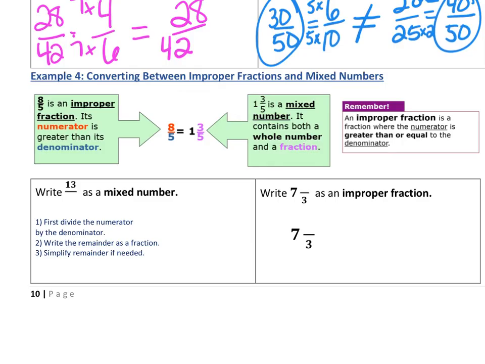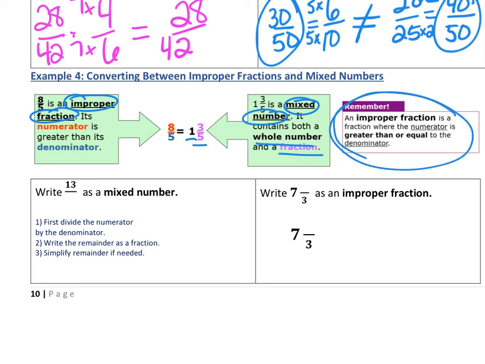Now these last two examples are very similar to yesterday's notes, and if I'm going too fast, you could re-watch this or you could go back to the video from yesterday. Let's read through the example. 8/5 is what's called an improper fraction. The numerator is greater than the denominator. 1 3/5 is a mixed number. It has a whole number, the 1, and a fraction, 3/5. Remember, an improper fraction is a fraction where the numerator is greater than or equal to the denominator.